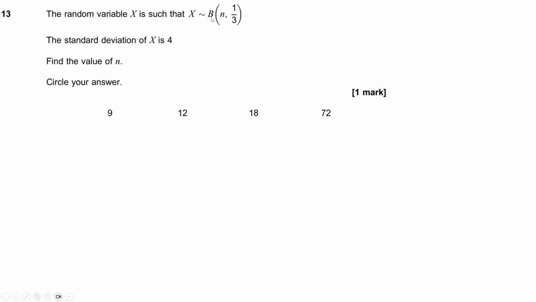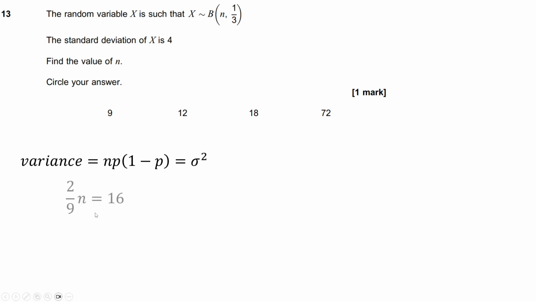Random variable x is such that x is distributed as B. The standard deviation of x is 4. First of all, the standard deviation is just the square root of the variance, because variance is just standard deviation squared. And so if we find the variance, it's just npq, where q is 1 minus p, and p is this. So you do this multiplied by that, multiplied by 2/3, and that equals standard deviation squared.